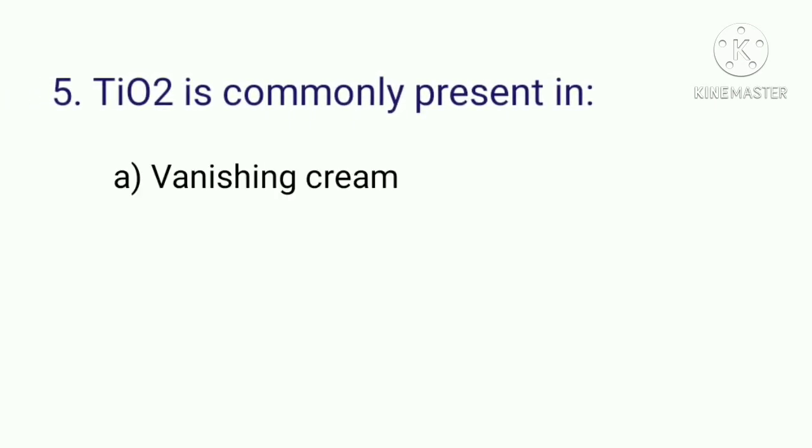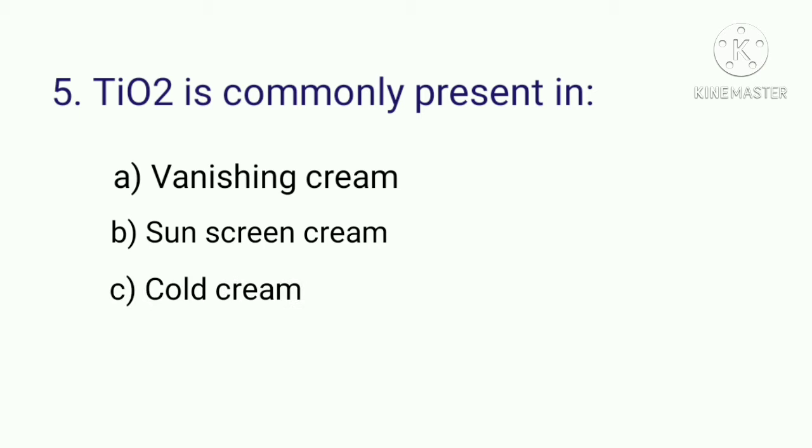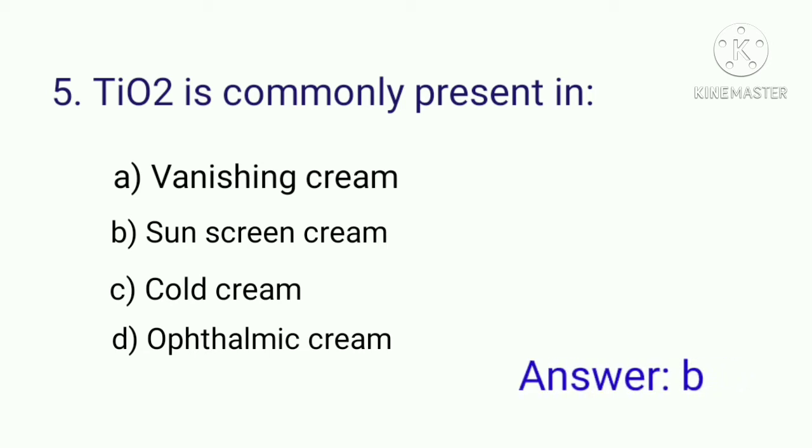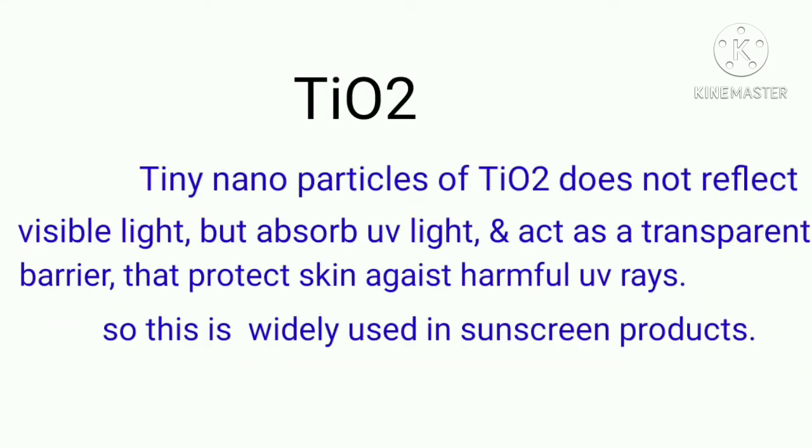Fifth question: titanium dioxide is commonly present in? Option A. vanishing cream, B. sunscreen cream, C. cold cream, D. ophthalmic cream. Answer is option B. sunscreen cream. Tiny nanoparticles of titanium dioxide do not reflect visible light but absorb UV light and act as a transparent barrier that protects skin against harmful UV rays.